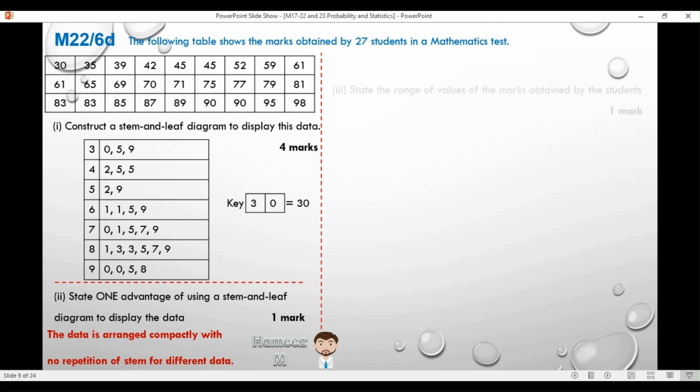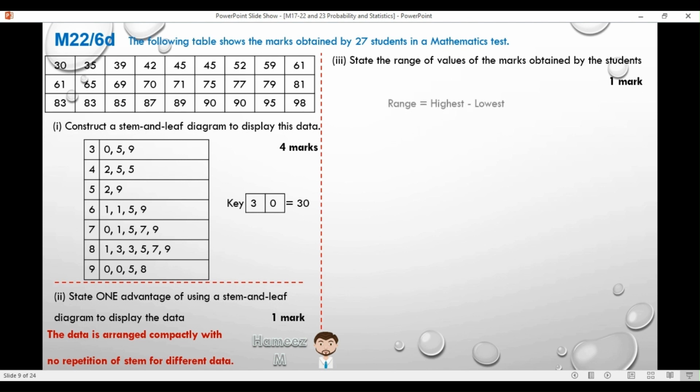Let's go on to the next part. State the range of values of the marks obtained by the students. So when we talk about range, we're looking to see the difference between the highest mark obtained and the lowest. So we can substitute, that will give us 98 minus 30, which is 68. So the range is 68.